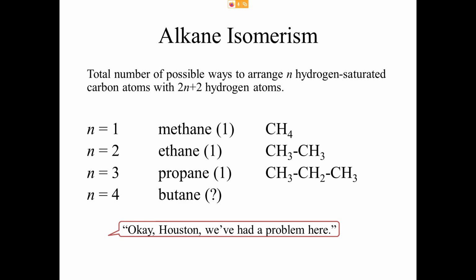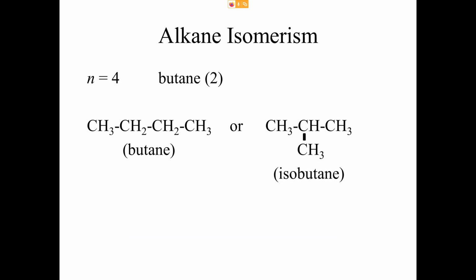It will still have 10, I agree. So you plug in N equals 4: 2 times 4 plus 2 is 10. Either way you draw it, either 4 in a row, butane, on the left, or 3 in a row with 1 off the middle, called isobutane, on the right. We'll talk about the names in a few minutes, but either of these still has 10 hydrogens.